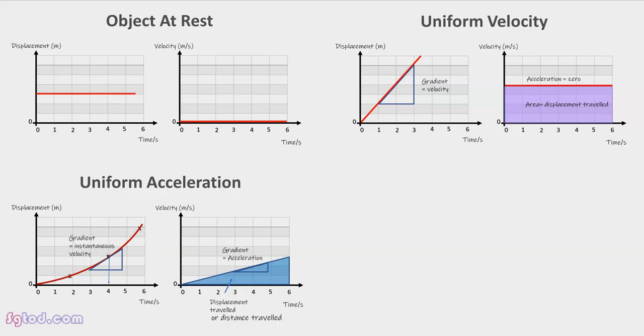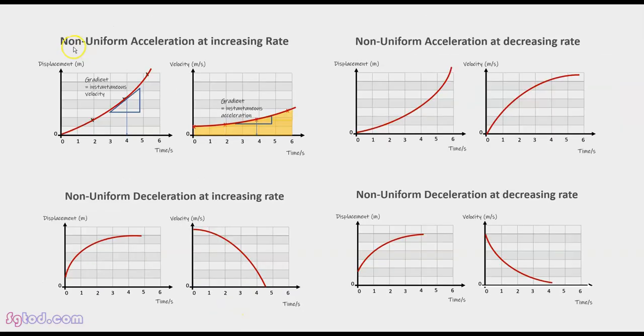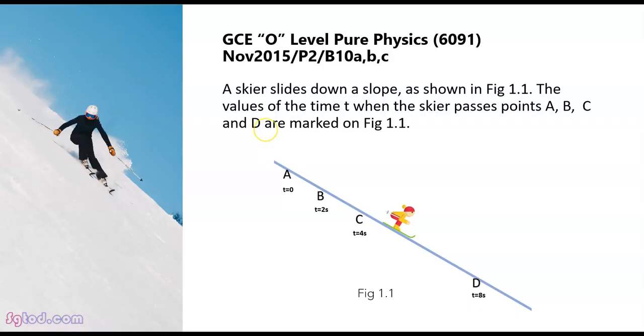For objects traveling at uniform acceleration, where the velocity increases uniformly, the displacement time graph is a curve and the velocity time graph is an upward sloping straight line. For all these graphs, the gradient of the displacement time graphs will give the velocity, and the gradient of the velocity time graph will give the acceleration. The area under the velocity time graph will be the distance traveled. As for objects traveling at non-uniform acceleration, all these basic principles of the gradients and the area under the graphs still apply. Now let's get started with this question from GCE O-Level 2015.